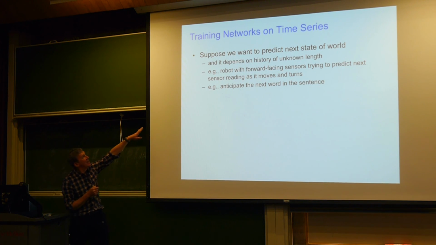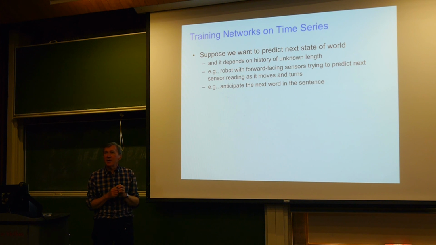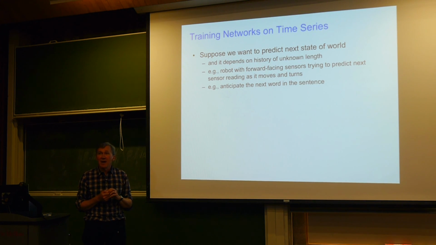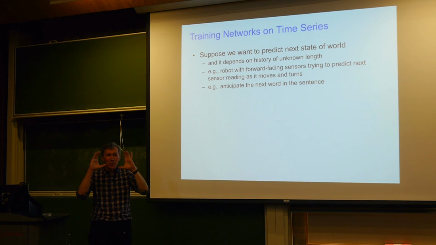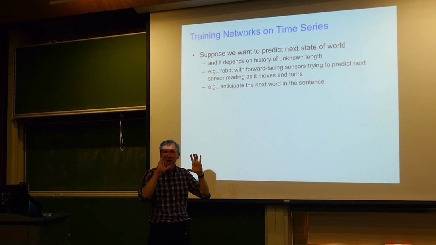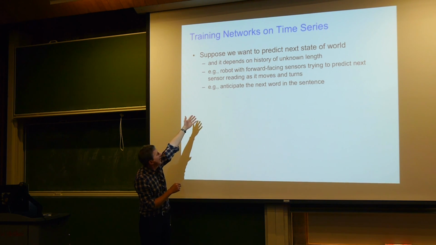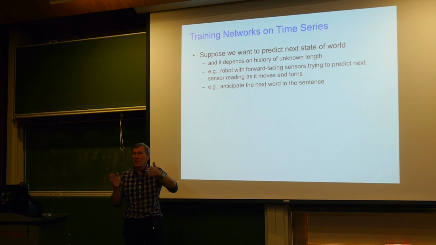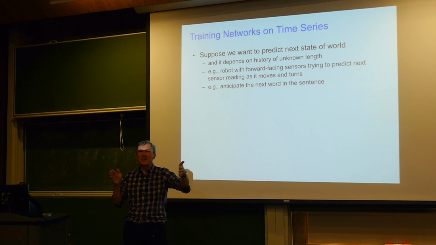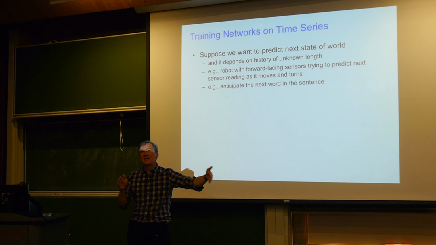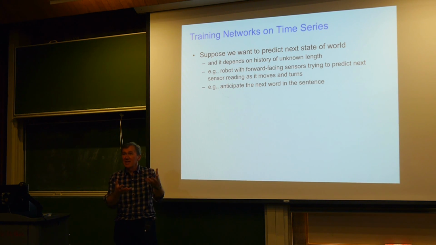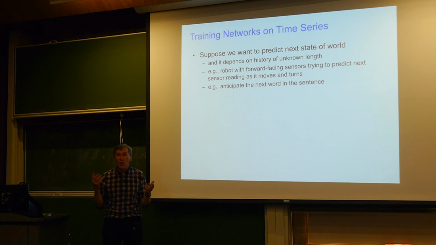Suppose, for example, we want to train a network to predict some time series. It might be a robot driving around with cameras, and we want to predict, if it takes some action, what will be the next state of the world. Or we want to anticipate the next word in a sentence. We have a speech recognition system, and we hear, "I dropped my phone on the," and we want to predict the next word so we can anticipate it and do a better job of recognizing it in the midst of noise.